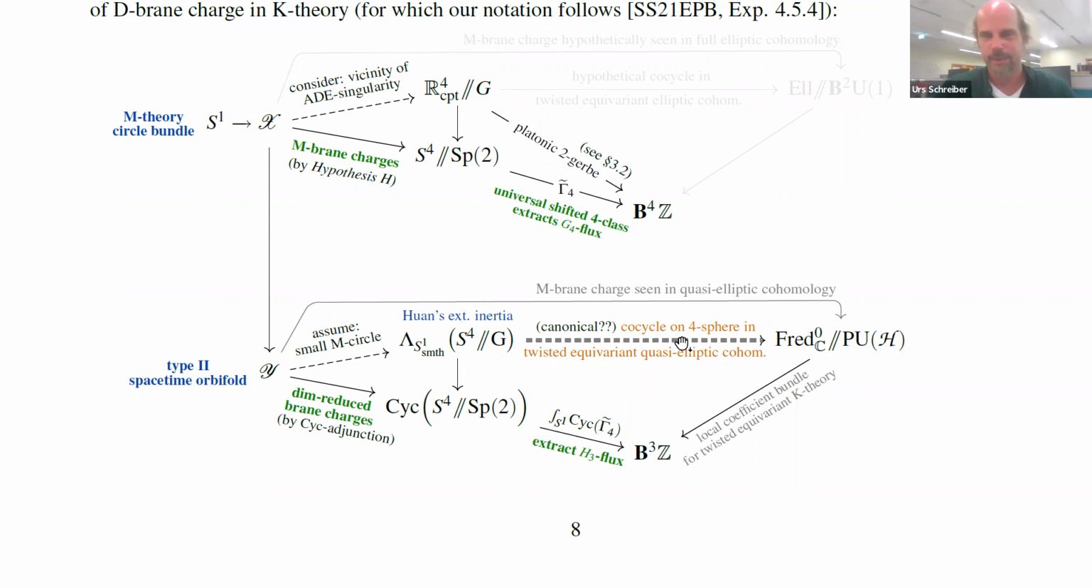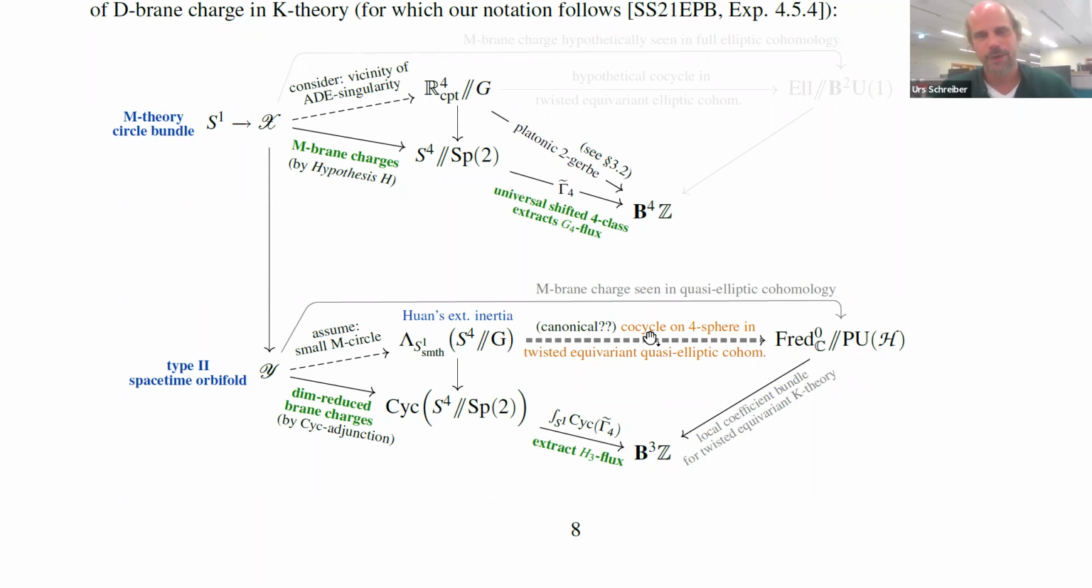cocycle on here in quasi-elliptic cohomology, twisted equivariant, it would be a way to detect these M-brane charges. You could say, well, the actual M-brane charge is this map here, but it's maybe too complicated for us to understand. So let's post-compose it with the cocycle in quasi-elliptic cohomology, which in my funny notation I just denote by this map. You can ignore this here. This is our notation for twisted equivariant K-theory.